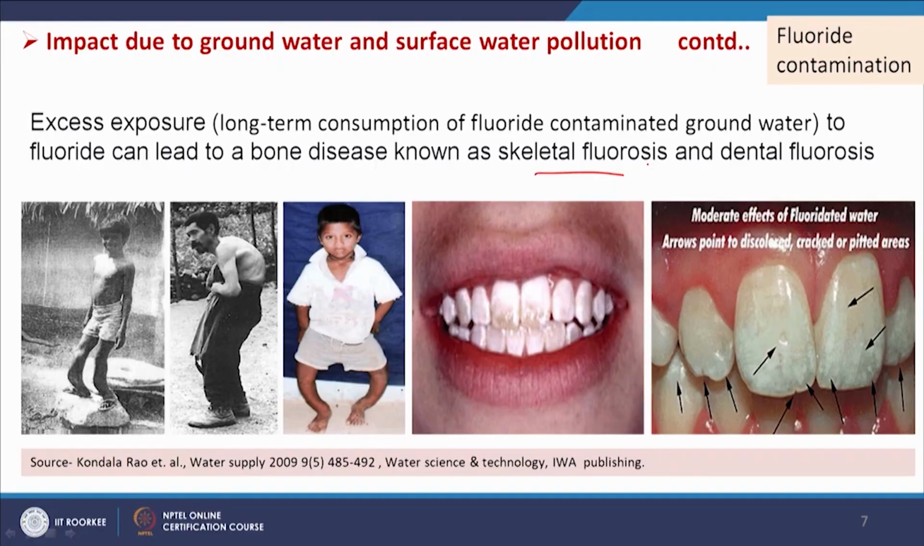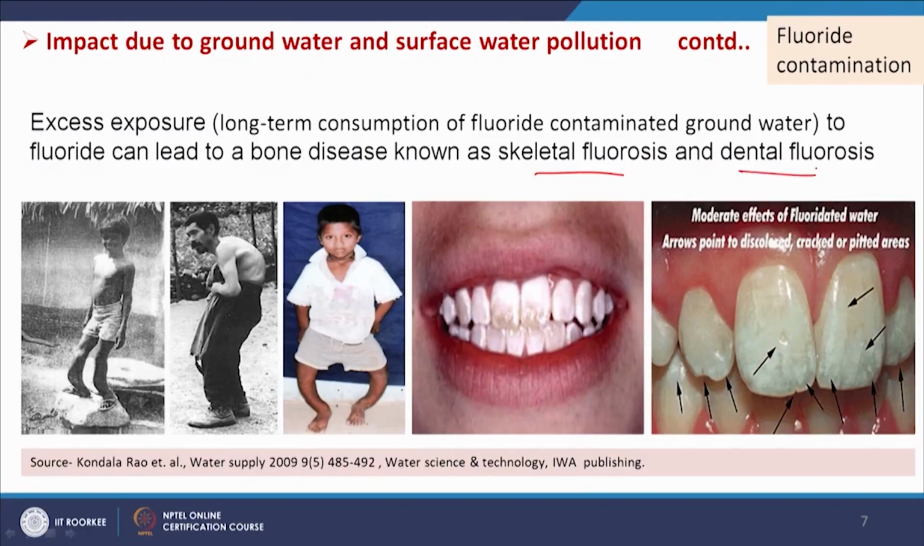Now we are going to see the impact of fluoride contamination as well. In the previous class we have seen that a large part of the world has fluoride contaminated groundwater and different types of health impacts are there. Two important health impacts are skeletal fluorosis and dental fluorosis. This is because of excessive exposure to fluoride contaminated water, that means long term consumption of fluoride contaminated groundwater. These are bone diseases, you see how severe these are.